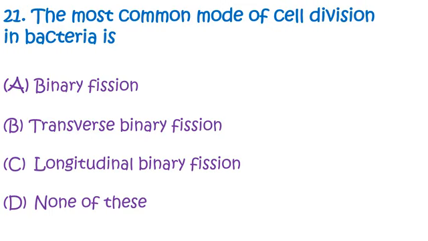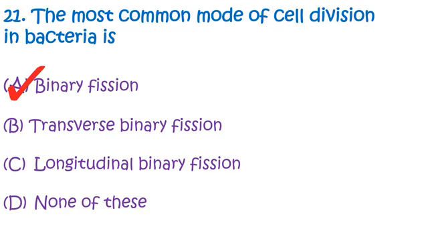Question number 21. The most common mode of cell division in bacteria is. Options are option A binary fission, option B transverse binary fission, option C longitudinal binary fission, option D none of this. And the correct answer is option A binary fission.